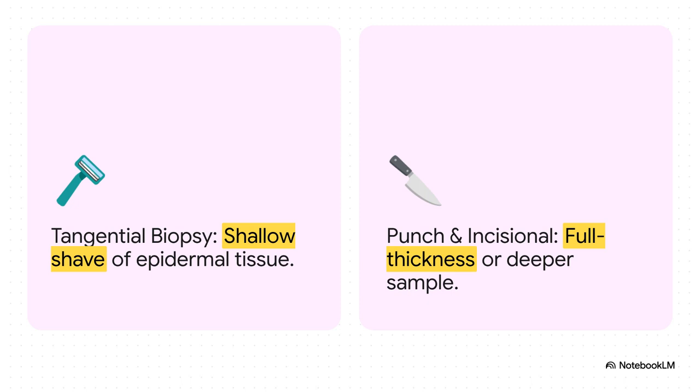using. First, we have the tangential biopsy, which is basically a shallow shave or scoop. Then there's the punch biopsy. That's your full-thickness cylindrical sample. And finally, the incisional biopsy, where a sharp blade goes deep into the subcutaneous space.